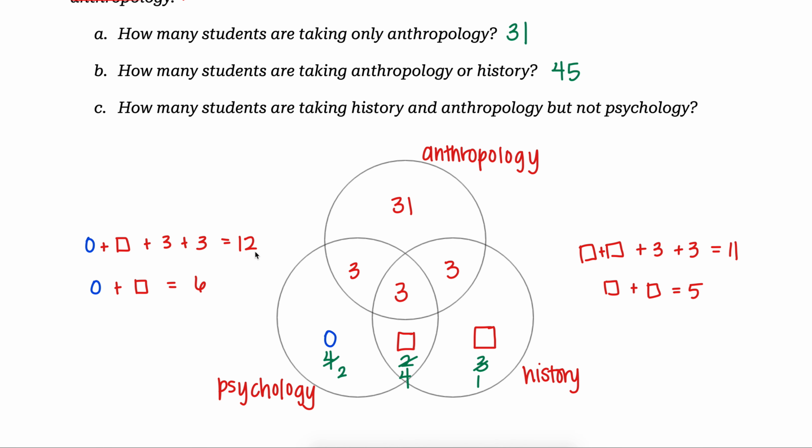And then part C, how many students are taking history and anthropology? So we're looking at the overlap, so this area here, but not psychology, so we're not including this. That leaves 3 students.